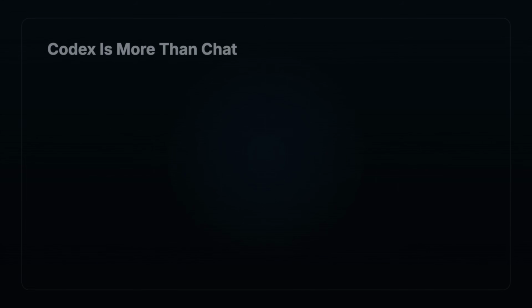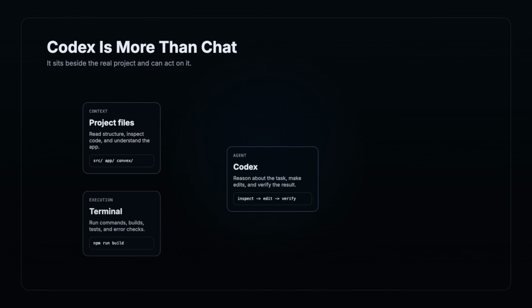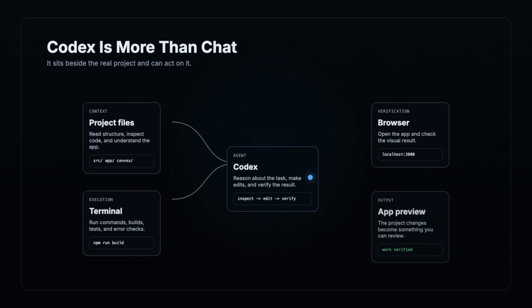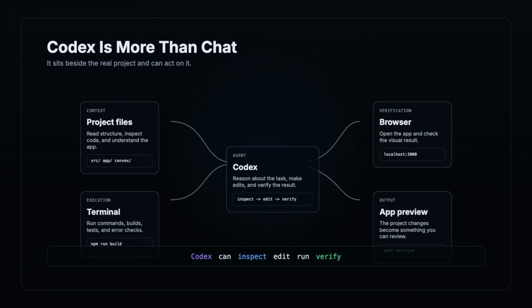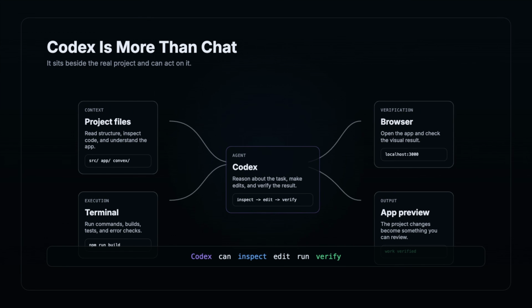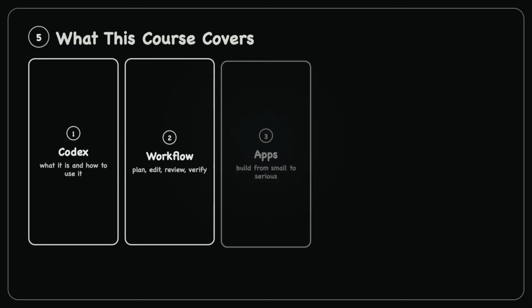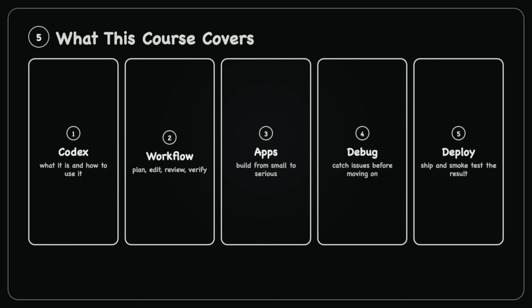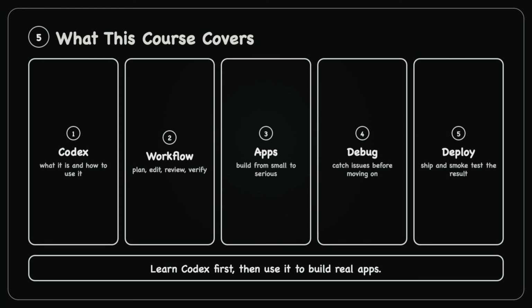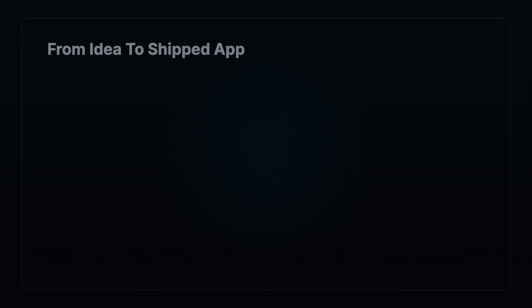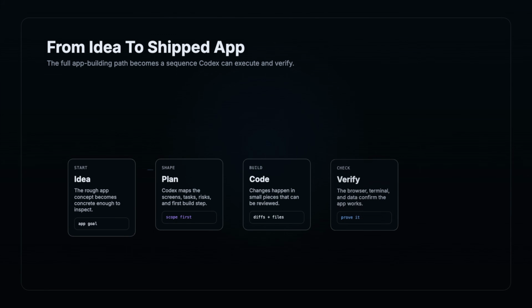In this video, we're going to do a comprehensive Codex tutorial. I want to show you not just what Codex is, but how to actually use it as a serious app building agent. We'll start with the foundations: how Codex works, how the Mac app and the CLI fit together, how to choose models and thinking modes, how threads and context work, and how to use tools like the browser, terminal, files, and external systems. Then we'll turn that foundation into a real workflow.